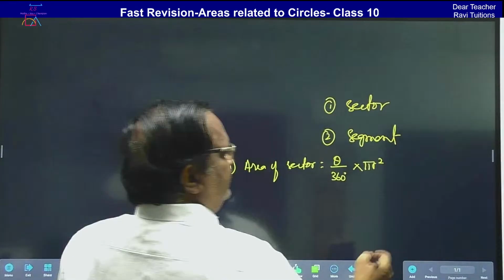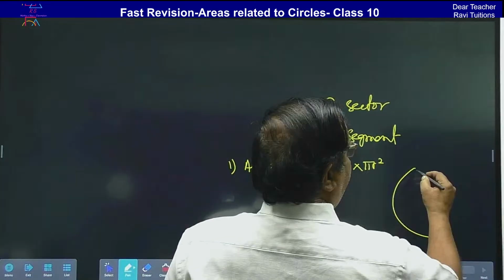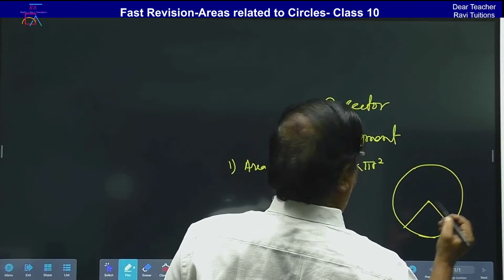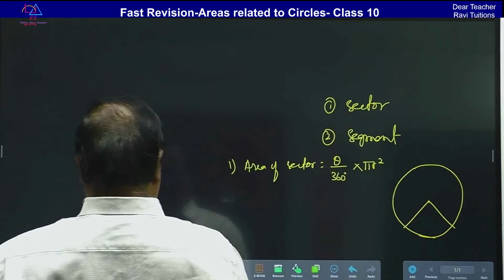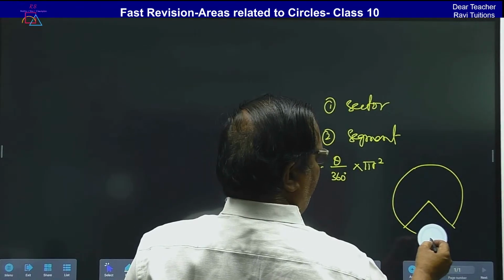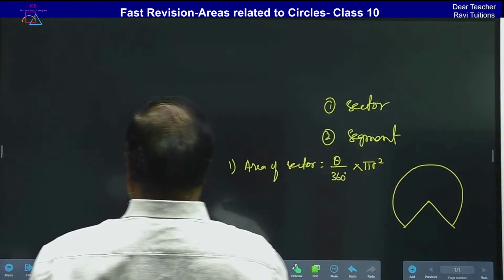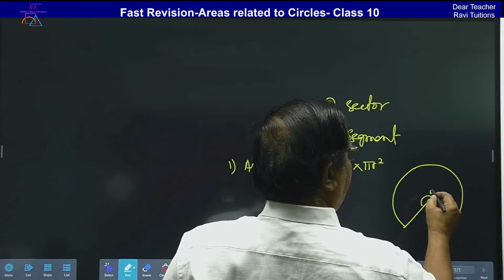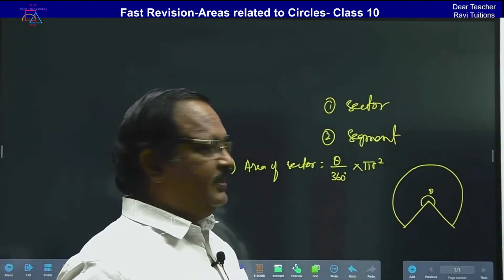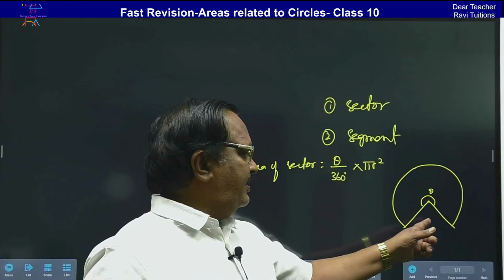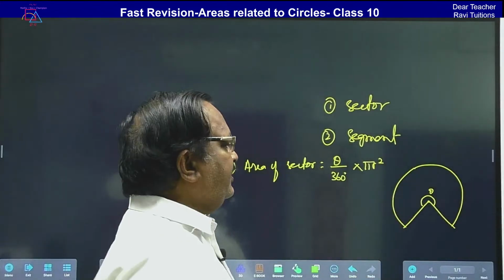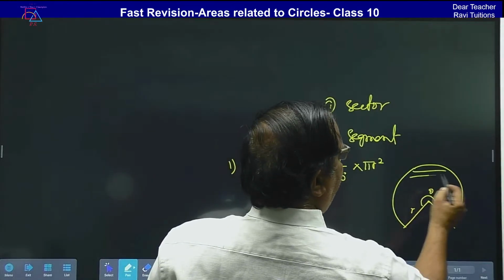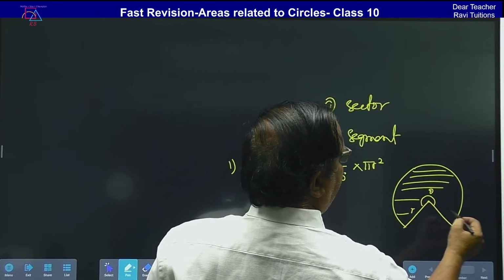So, what is theta? Say for example, if I draw the circle, this is the sector and this will be the theta angle inside. This is the radius. Area means this entire thing.